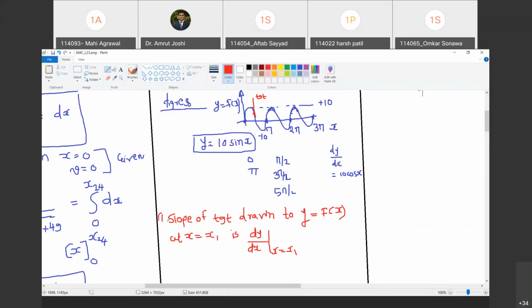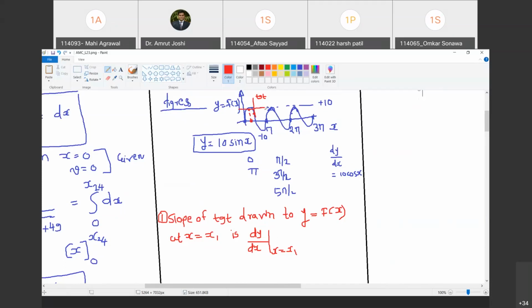Yes, sir. Now tell me, at x is equal to pi by 2, what is the value of dy by dx? 0, because cos pi by 2 is 0. Yes, sir. And is slope of the tangent drawn at x equal to pi by 2 0? Yes, because it is horizontal line. Are you with me? Yes, sir.